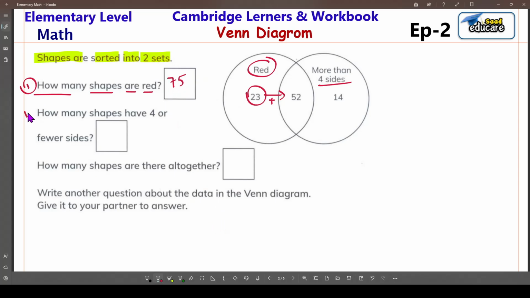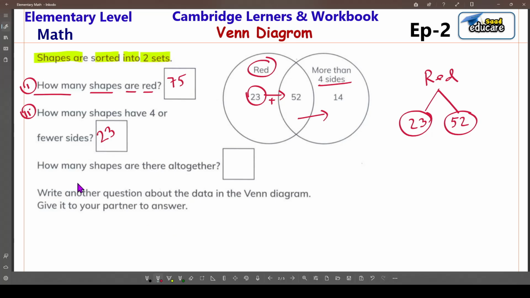Next question, number 2: how many shapes have 4 or fewer sides? So look, red here is 75, okay, and this red also has two parts, one is 23, another one is 52. This 52 also includes more than 4 sides. So this 23 obviously has fewer than 4 sides. So our answer is 23.